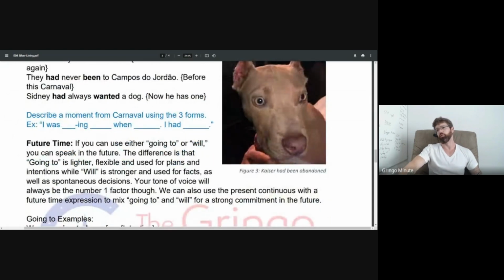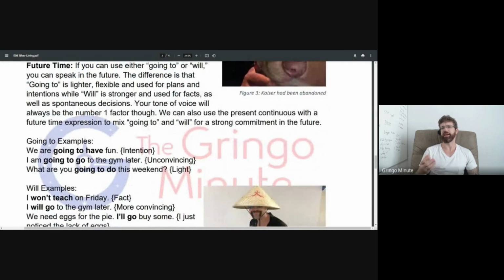Future time, we go into more detail in the specific future PDF, but here we're going to go over the difference between going to and will. So think about it this way. Going to is lighter. It's more informal. It has less commitment attached to it. It's the type of word you would use in your day-to-day conversation.